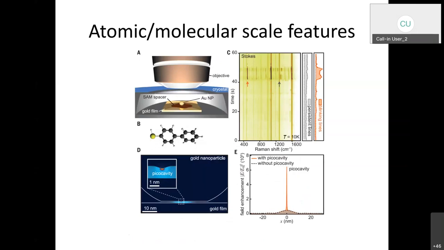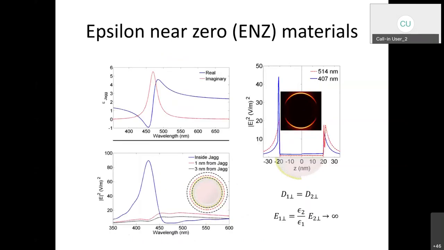You can make use of nanoscale features like single atoms. You can also make use of epsilon near zero materials. Maxwell's equations at interfaces tell you that the perpendicular component of the displacement vector is continuous. And so if one material has permittivity close to zero, then the field will be close to infinite in that near zero material. And we've shown this with J aggregates, which have very strong resonances. If you do Raman on them, they actually have permittivity near zero, and you can have this huge enhancement in the field.